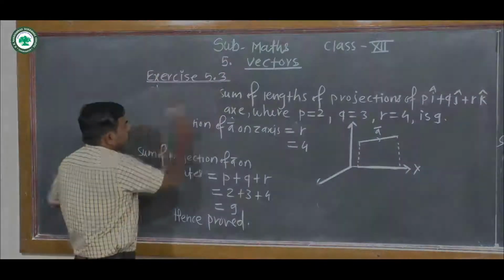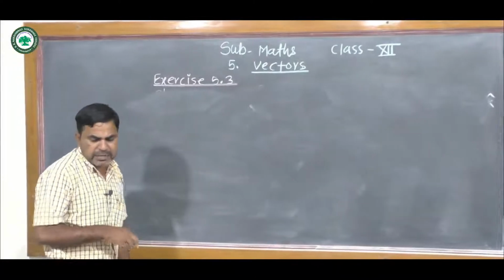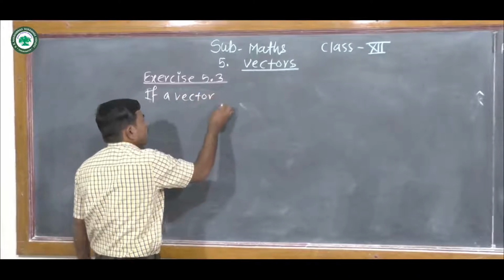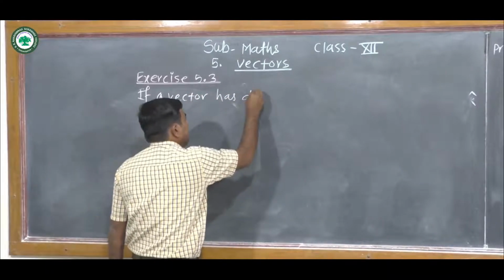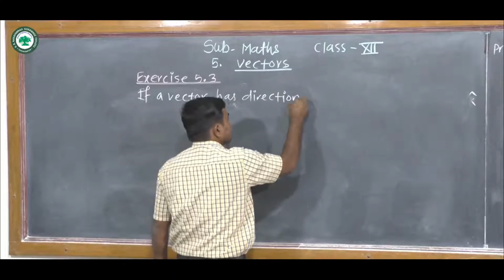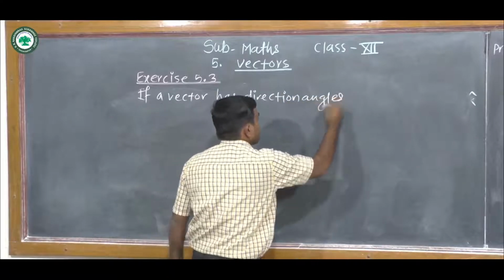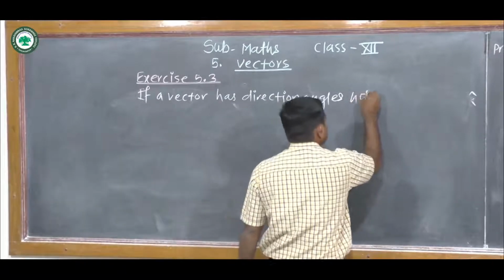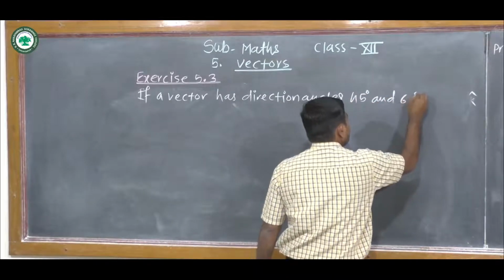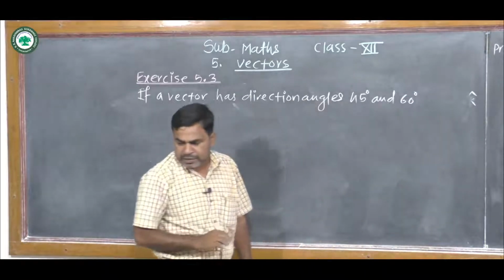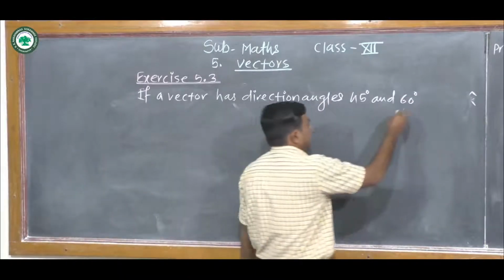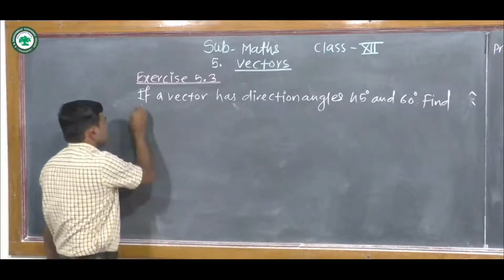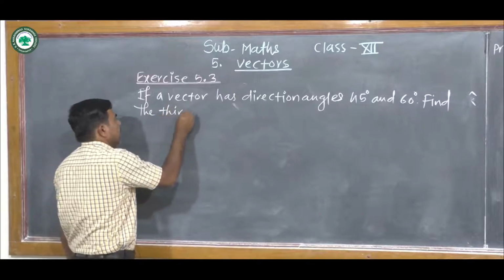Next question. If a vector has direction angles 45° and 60°, find the third direction angle.